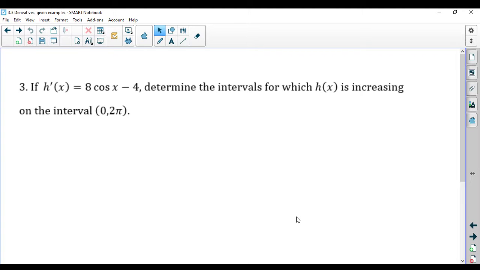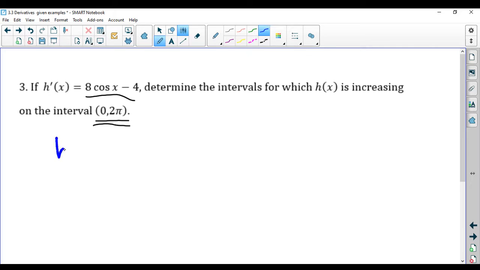Here's example number 3, and it's a trig example, everybody's favorite. So the question is, they give this derivative, and they're asking where the original function h is increasing on this specific interval. And as usual, they give a specific interval for a trig function. Otherwise, you might get thousands, infinite number of answers. So here we go. Proceed just like normal.